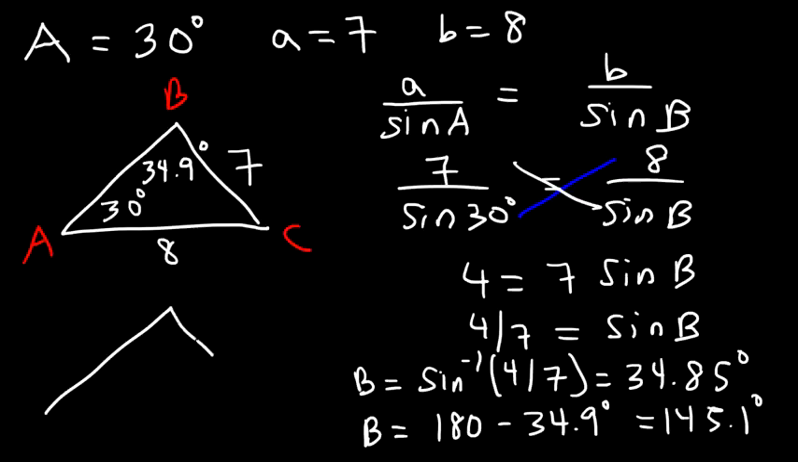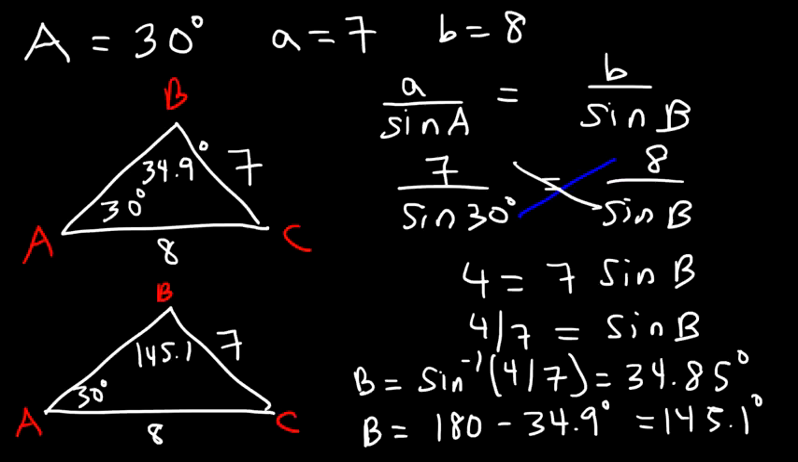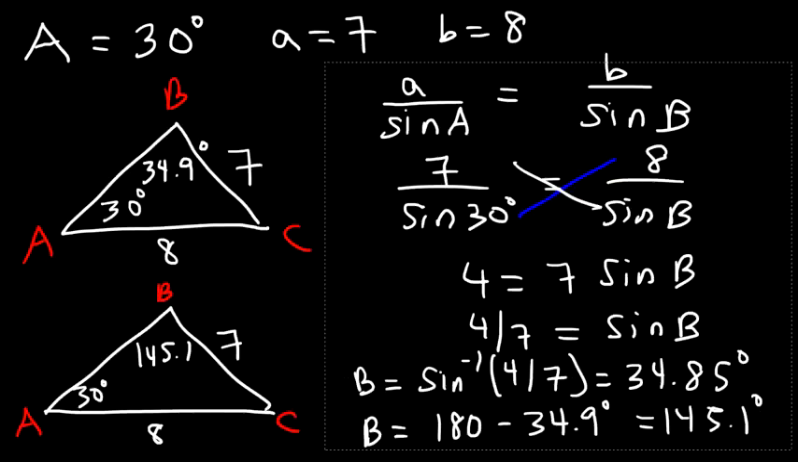Whenever you're about to get two possible solutions, it might be wise to draw a second triangle. So the pre-existing values will remain the same. A is still 30, side A is 7, side B is 8. But angle B now is 145.1. So that's the difference. Now let's get rid of a few things.